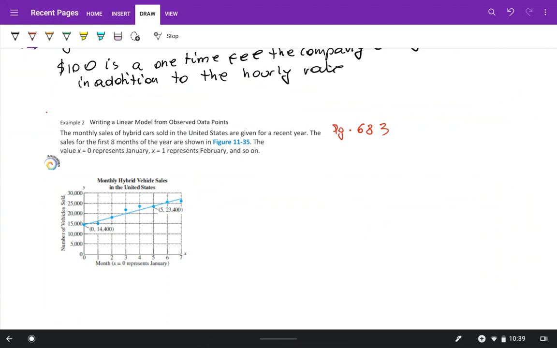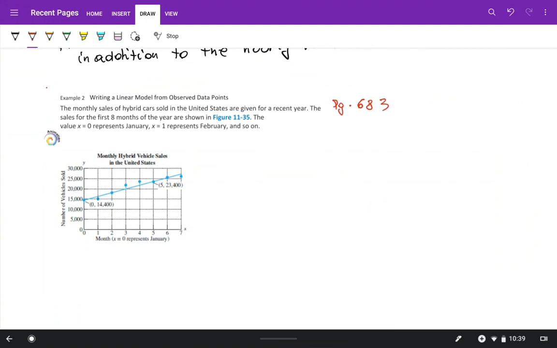Okay, so this is an example from your textbook, section 11.6, problems involving slope-intercept form. This is example 2 from page 683. Here we have a graph. Let me read the problem. The monthly sales of hybrid cars sold in the United States are given for a recent year. The sales for the first 8 months of the year are shown in the graph. The value x equals 0 represents January, x equals 1 represents February, and so on.